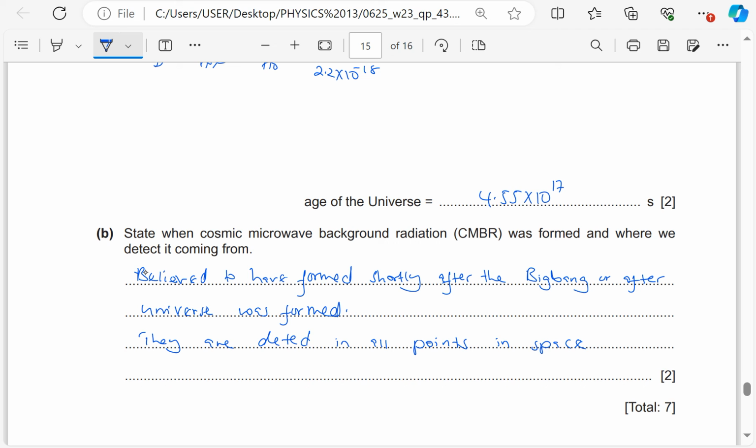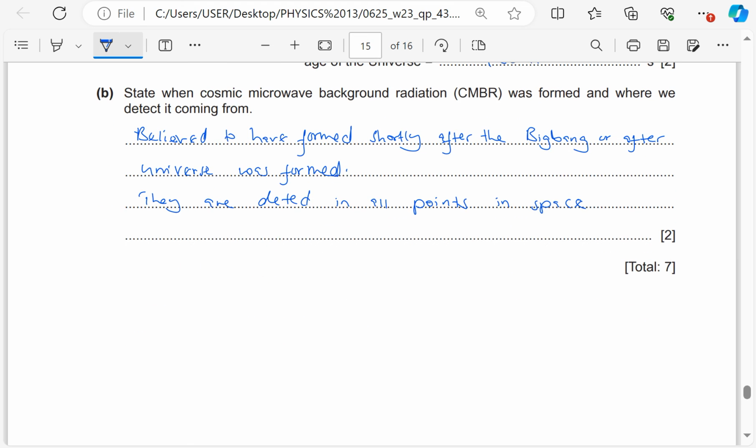And they are believed to have formed shortly after the Big Bang, or they are believed to be remains of the Big Bang. I think that marks the end of this paper. They are detected in all points in space.